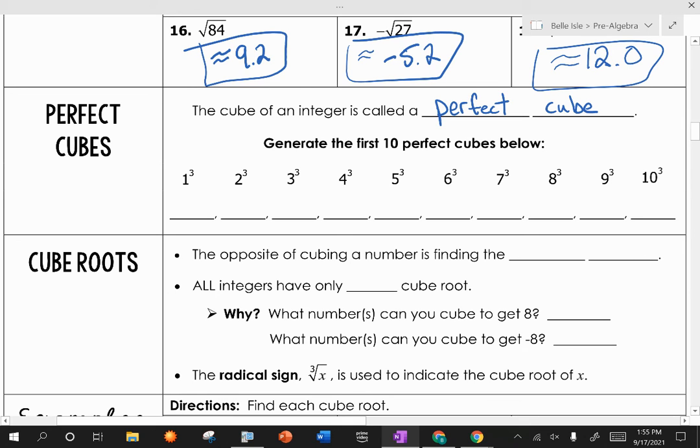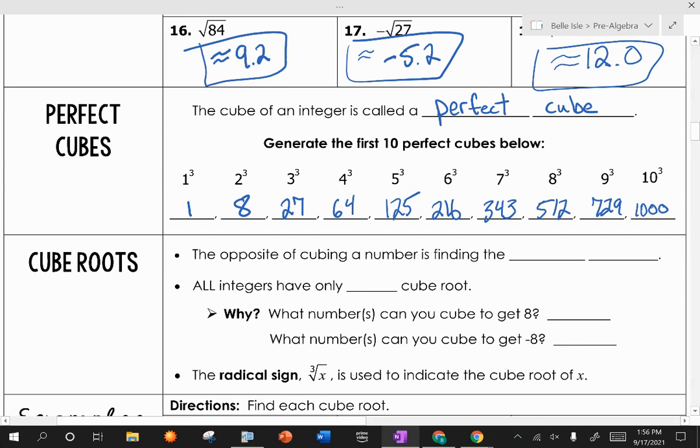So, generate the first 10 perfect cubes. What's 1 cubed? 1. 2 cubed, 8. 3 cubed, 27. 64, 125, 216, 343, 512, 729, 1000. Good.